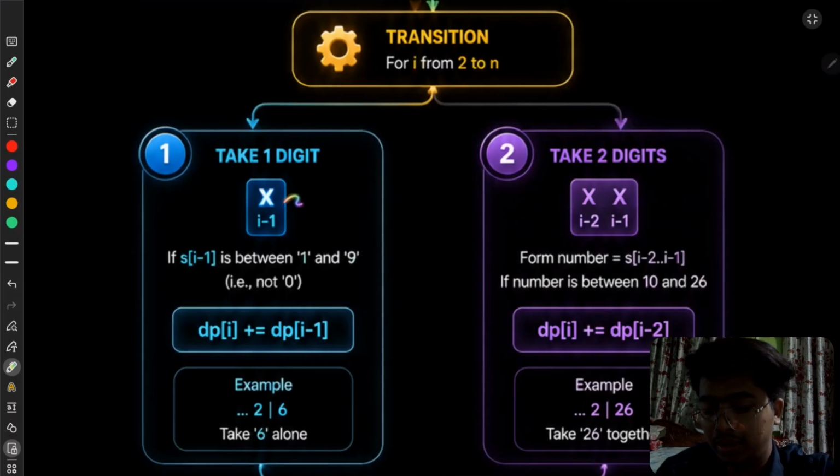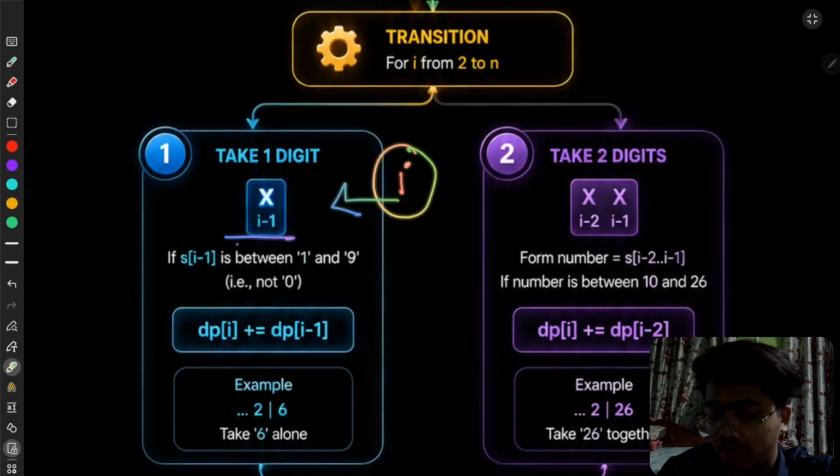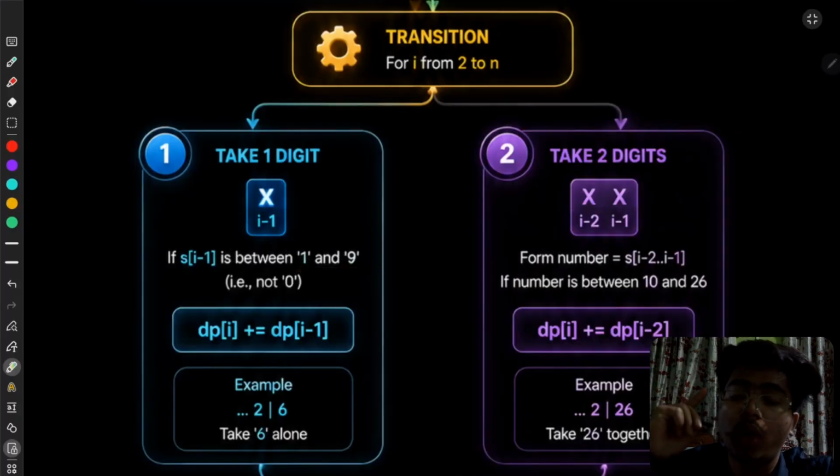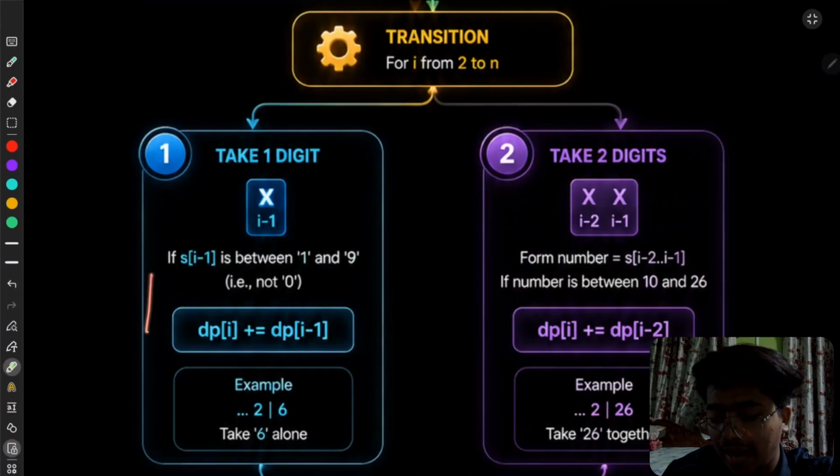So we are moving to S of I minus 1. If at any situation I am here and I want to access the previous digit, it becomes I minus 1. That is, if S of I minus 1 is between 1 and 9, we are checking the range of one digit only, so it must be between 1 and 9. Then we add the contribution, because we have to add the total number of contributions. So DP of I plus equals DP of I minus 1.